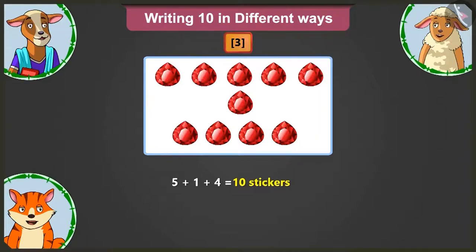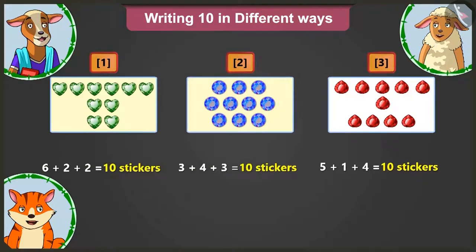Well done, Lily. So children, today we learned that adding 2 and 2 to 6 is 10. Adding 4 and 3 to 3 is 10. And adding 1 and 4 to 5 is also 10. So in this way, you can write 10 in different ways. Yes, ma'am. We have learned how to write 10 in different ways.